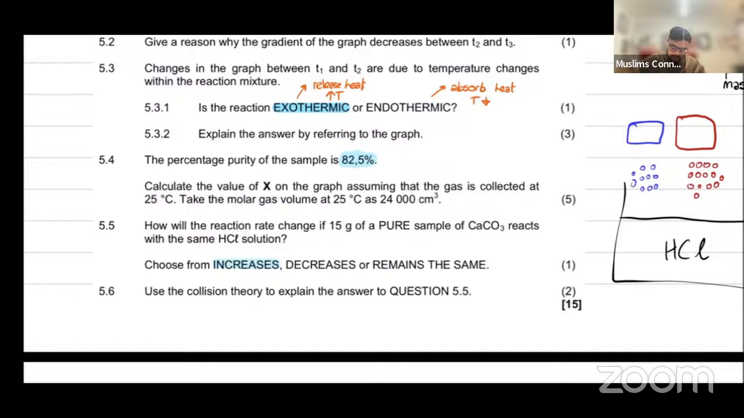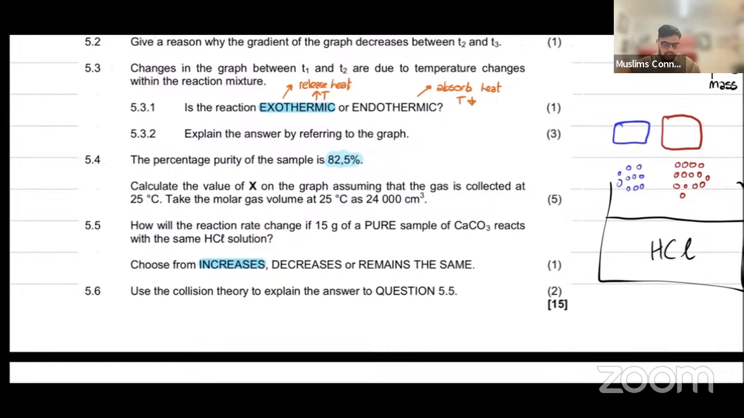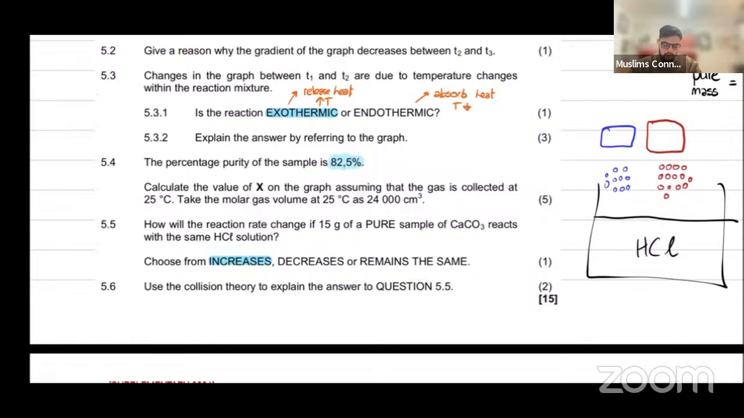Muhammad Kareem. It would increase. 5.6, use the collision theory to explain your answer to question 5.5. Okay, so collision theory. It would increase. Why? Because there are more CaCO3 particles exposed with a greater surface area, which results in more effective collisions per unit time. Okay, and just 2 marks.